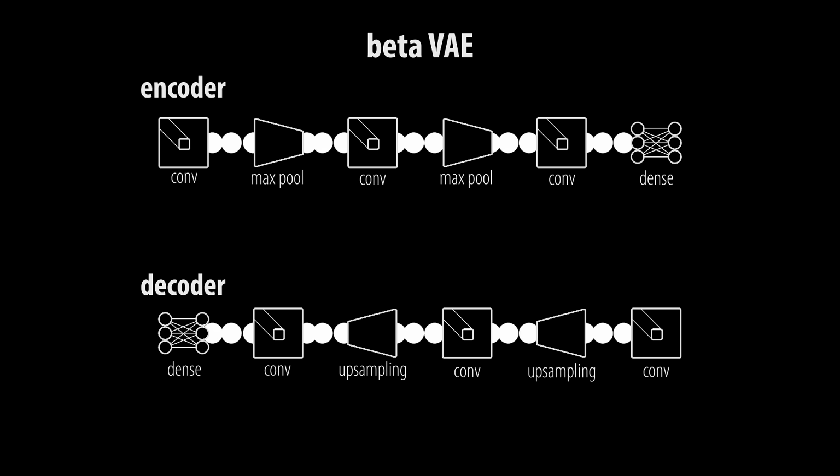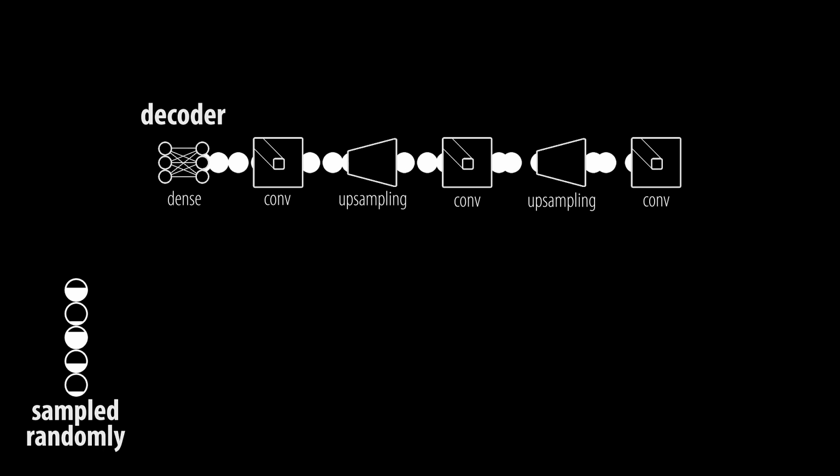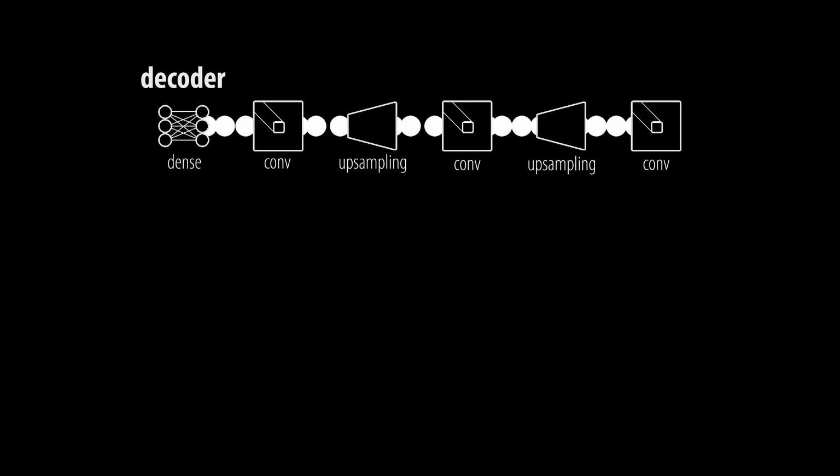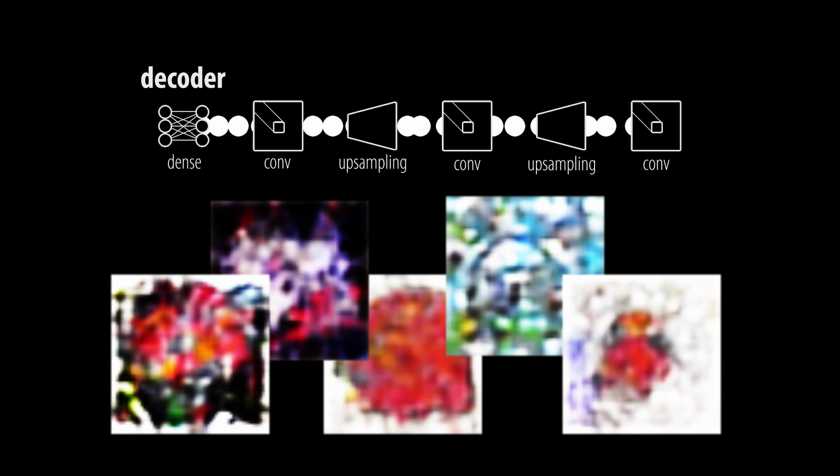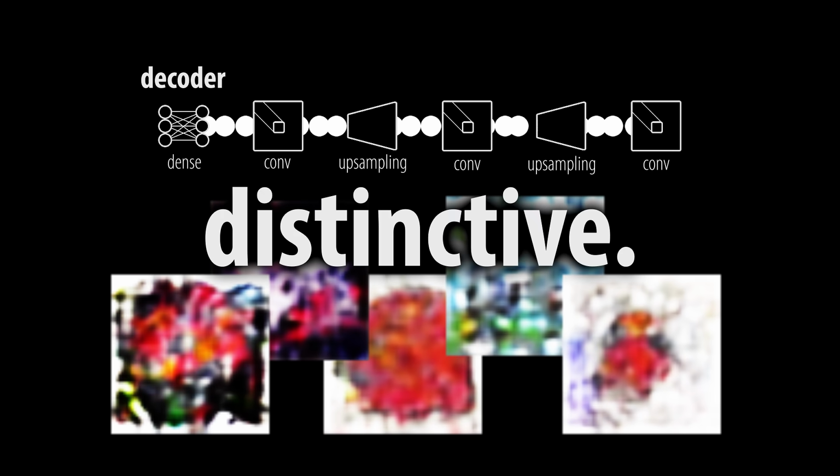Once the encoder and decoder are trained, we can simply sample random latent spaces and give that to the decoder. The decoder will then create an image out of it, which will still have the qualities of its original training data, but it will be distinctive.